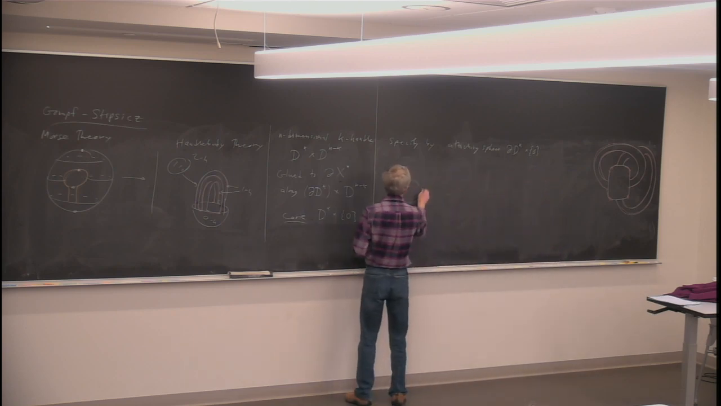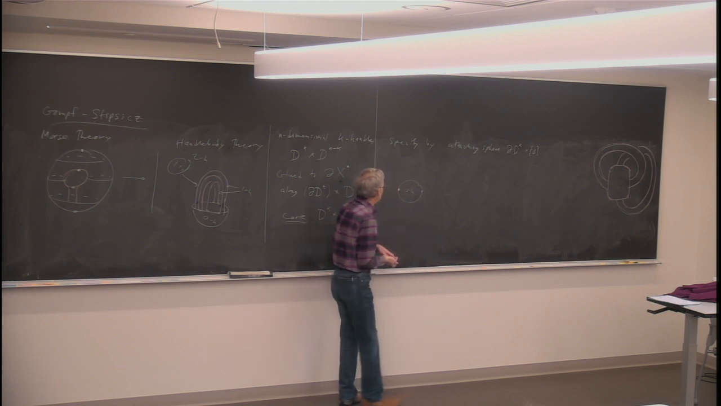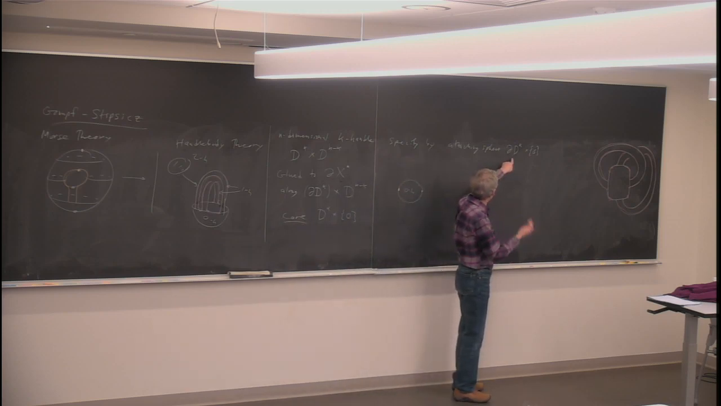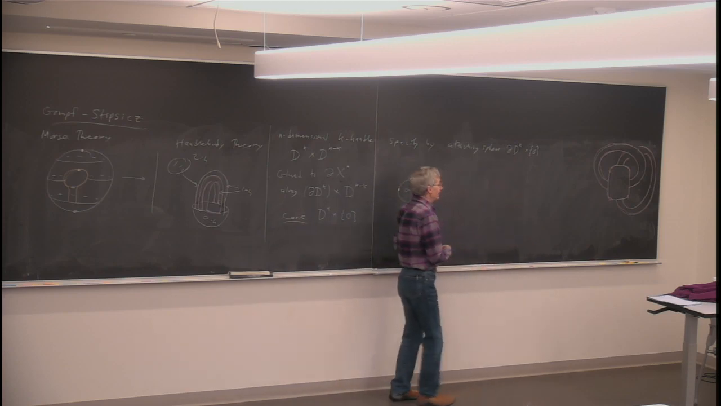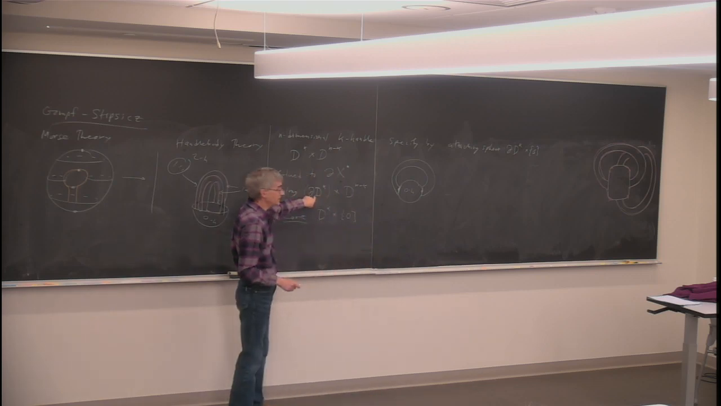For a simple example, if I start out with a 0-handle and I want to attach a 1-handle, well, the boundary of a 1-disk is the 0-sphere, which is two points. And so I can attach my 1-handle like this. Here, in these dimensions, I've got a 0-sphere cross the 1-disk, and that's my whole attaching region.